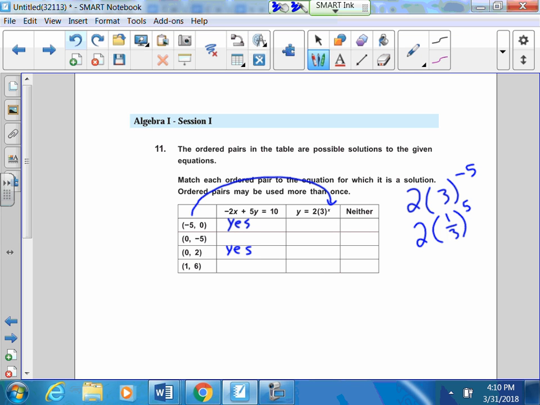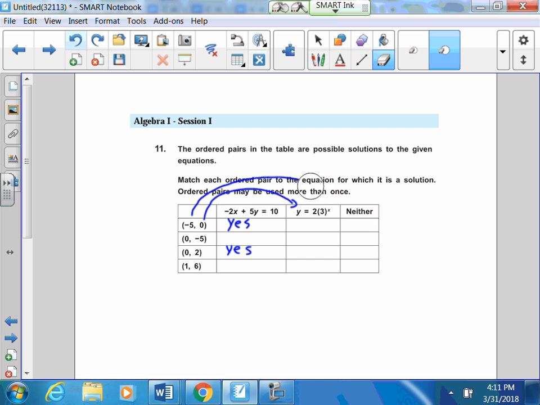And if you type 1/3 to the 5th power, even if you type 3 to the -5 power, in your calculator, you're going to get a really small number. And you multiply that by 2, it's not going to give you 0, but it's going to be really small, but it won't quite be 0. And that's what we need for y. We need y to be 0. So that's not going to work for the first one.